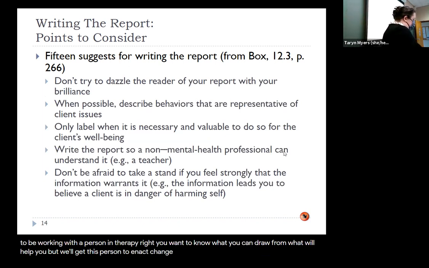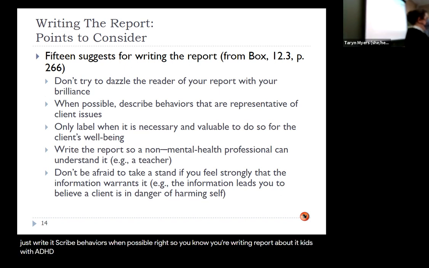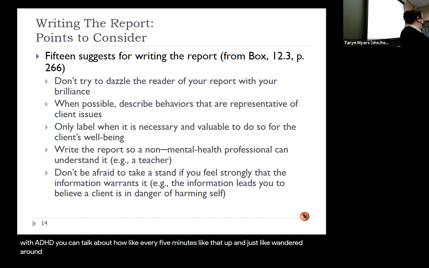Yeah, you don't need to be like, I'm the most brilliant person ever. Just write it, right? Describe behaviors when possible, right? So, you're writing a report about a kid with ADHD. You can talk about how, like, every 5 minutes they got up and just wandered around the room when you were trying to test them, something like that, right?